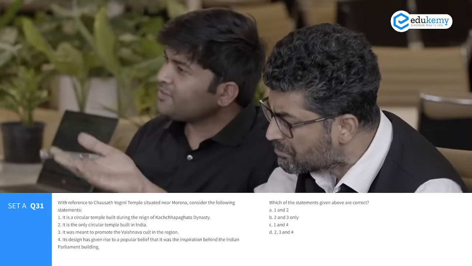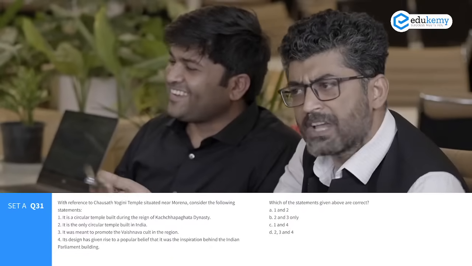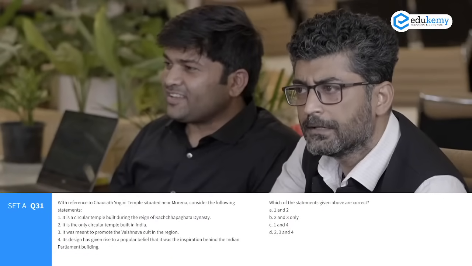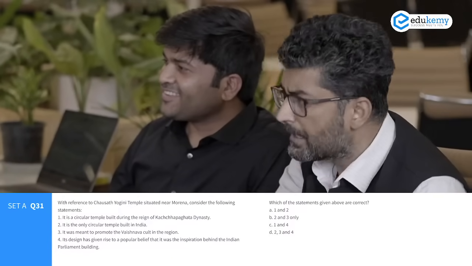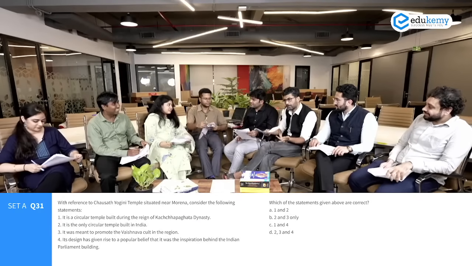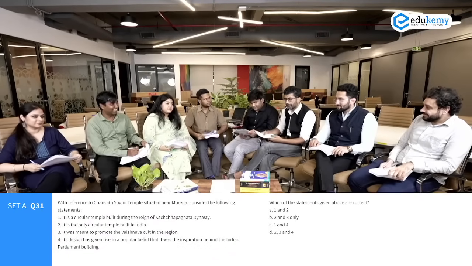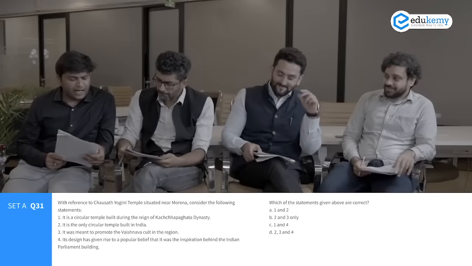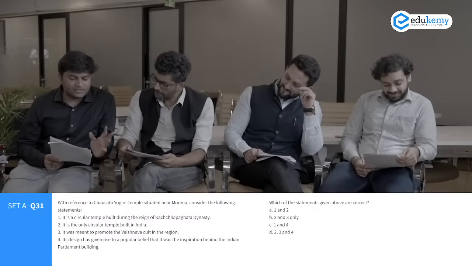Now you do not even need to know what the Kachapagata dynasty is. I will once again not read it for this year as well. Elimination works. It should work. It has to work. No, you don't need Google, beta. Google is one. Isn't it? Yeah, right. So the answer to this is C, and it is the only circular temple.